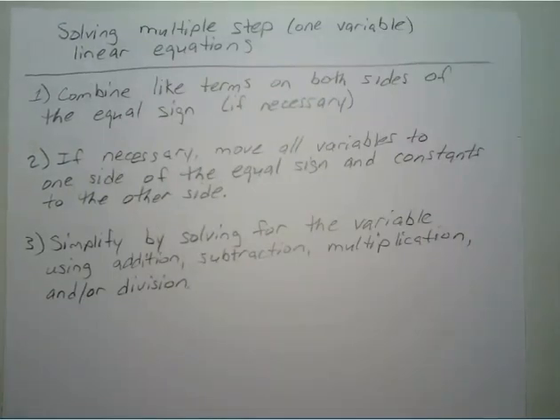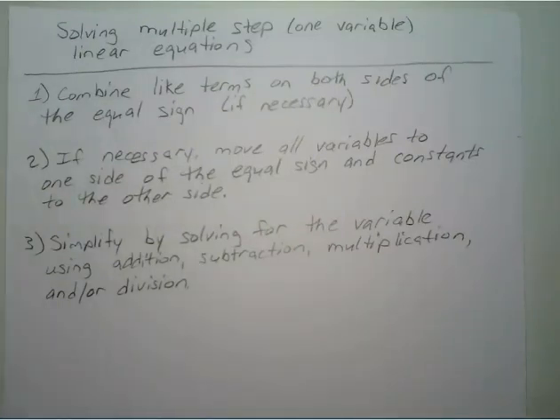Okay, so that means you're going to combine like terms on the left side of your equal sign, and then you're going to combine all the like terms on the right side of your equal sign. Okay. Now your second step, again, if it's necessary, move all the variables to one side of the equal sign and the constants, or just the numbers, to the other side of the equal sign. Okay. And then you want to solve for the variable using the addition, subtraction, multiplication, or division methods we just went over.